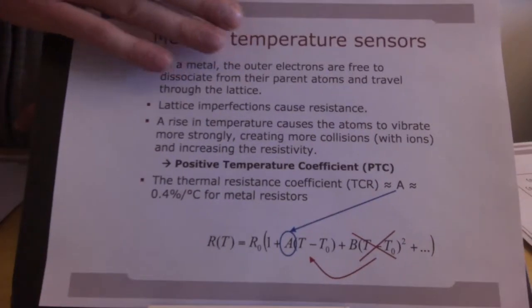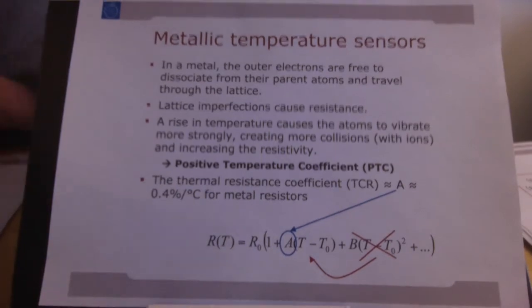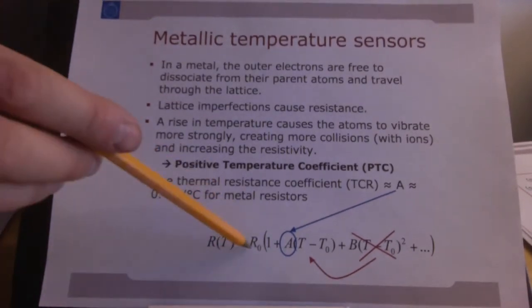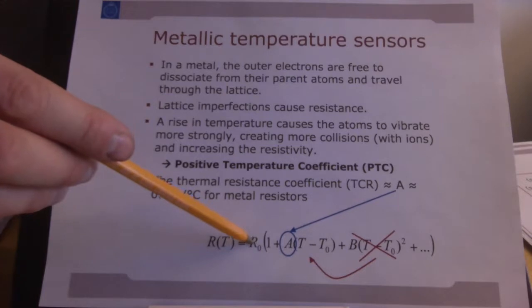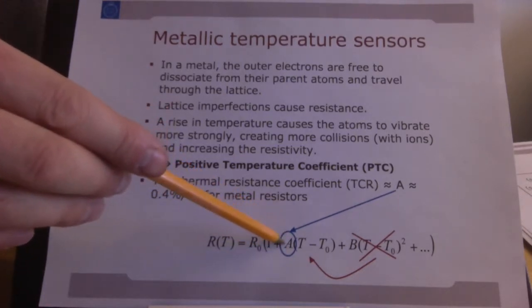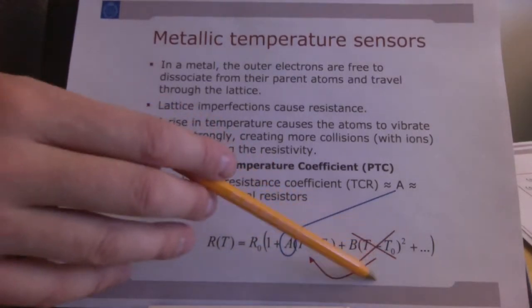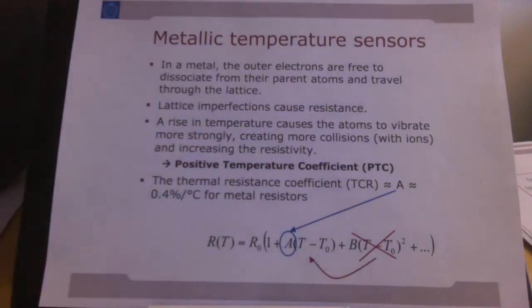Temperature sensors come in two flavors, metallic ones and semiconductor ones. Metallic temperature sensors are basically a piece of metal, like a normal resistor, and you know that resistance is temperature dependent. You can see that in the formula here. So the resistance is dependent on the resistance R0 plus a factor A, the thermal resistance coefficient, times the temperature change, delta T. Plus also higher order terms, but we're going to neglect those. They are too small compared to this one.